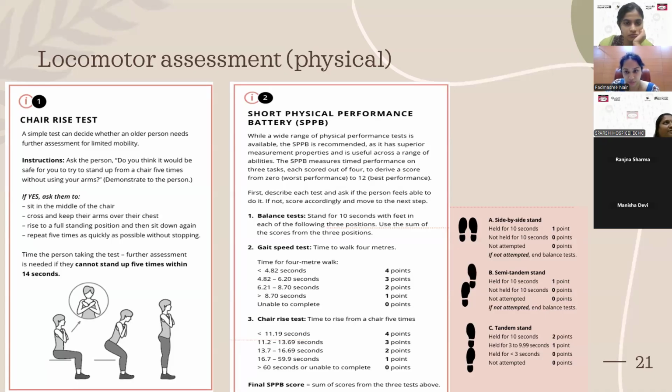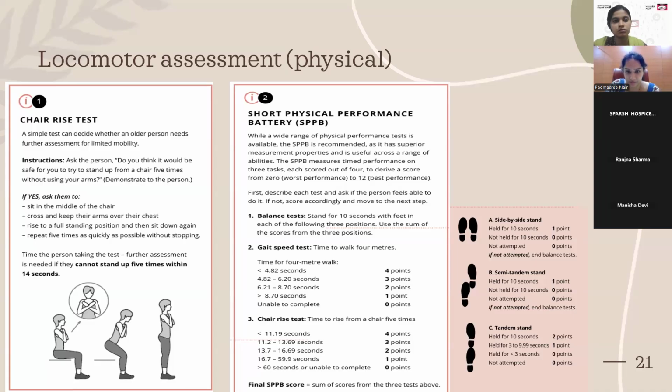So you can see the footprints here which show the actual position in which the participant has to stand. It's one leg completely in front of the other and both the feet should be touching. Again, if they're able to hold this position for 10 seconds, we give them 2 points as per the box here. The next thing we do is gait speed.